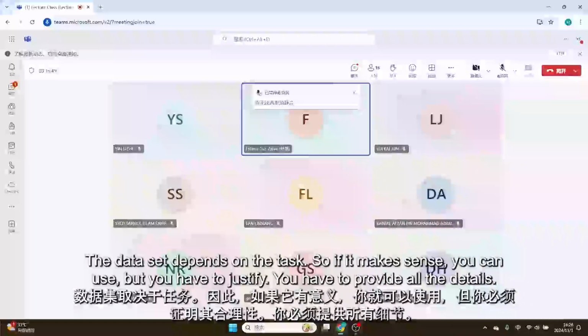The dataset depends on the task. So if it makes sense, you can use it, but you have to justify. You have to provide all the details.